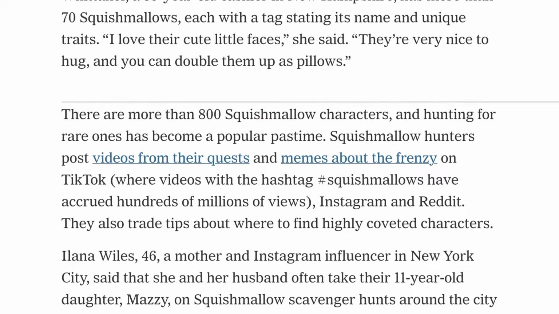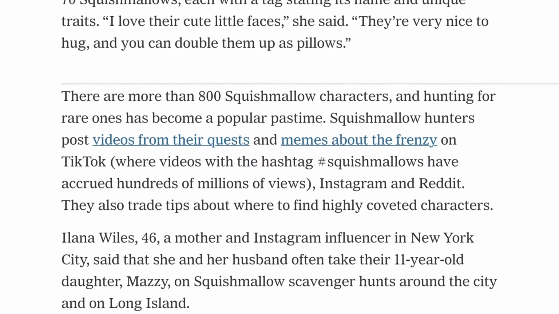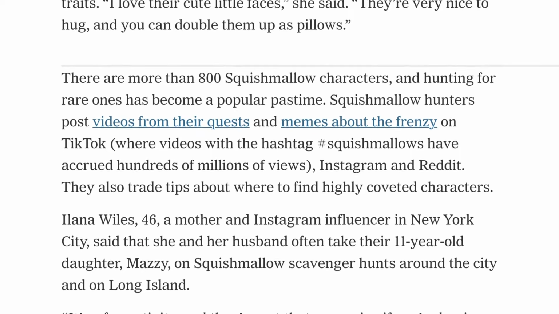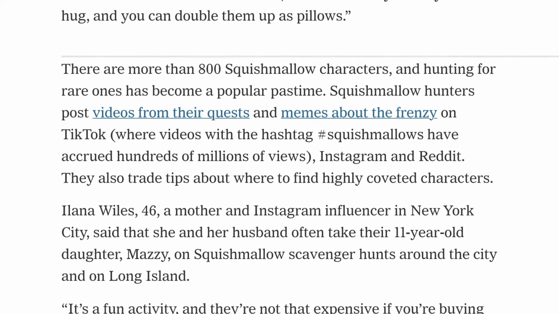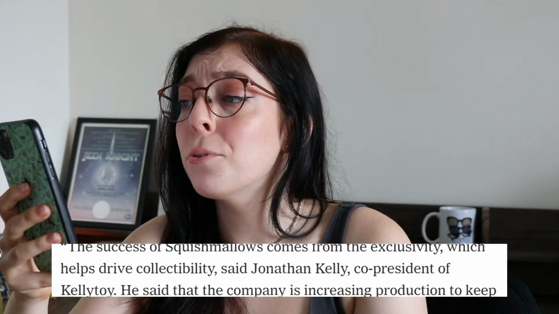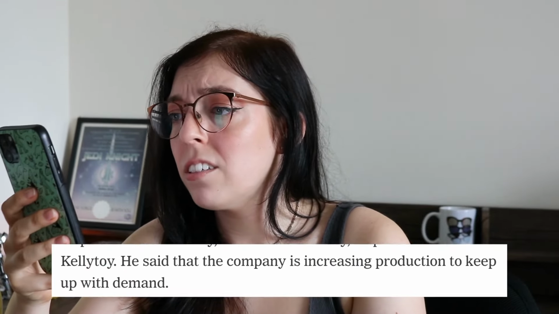Like over 100 million? "There are more than 800 Squishmallow characters, and hunting for rare ones has become a popular pastime. Squishmallow hunters post videos from their quests and memes about the frenzy on TikTok, where videos with the hashtag accrued hundreds of millions." So this is from the co-president of Kelly Toy, Jonathan Kelly. "The success of Squishmallows comes from the exclusivity, which helps drive collectibility." He said that the company is increasing production to keep up with demand.